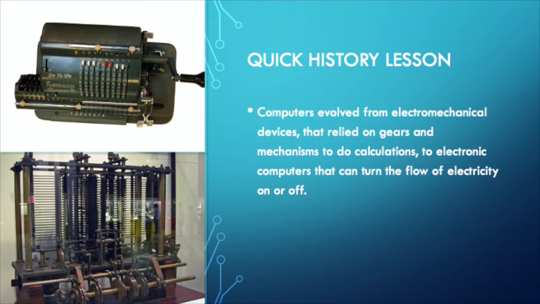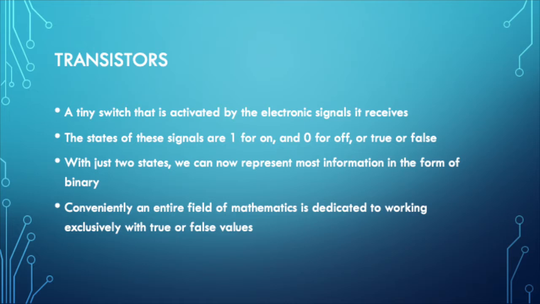So, computers evolved from electromechanical devices that relied on gears and mechanisms to do calculations. You can see pictures of those on the left there, and those eventually evolved into electronic computers that can turn the flow of electricity on or off. We can do this with tiny switches called transistors that are activated by the electronic signal that it receives.